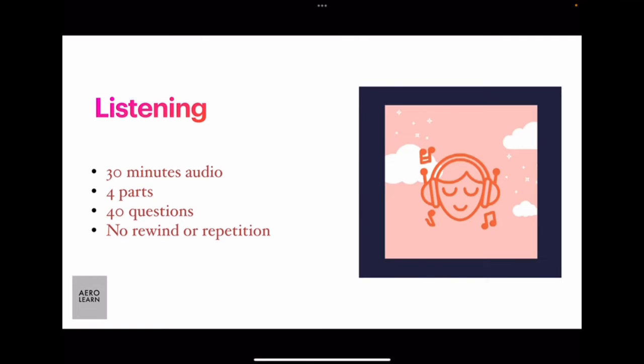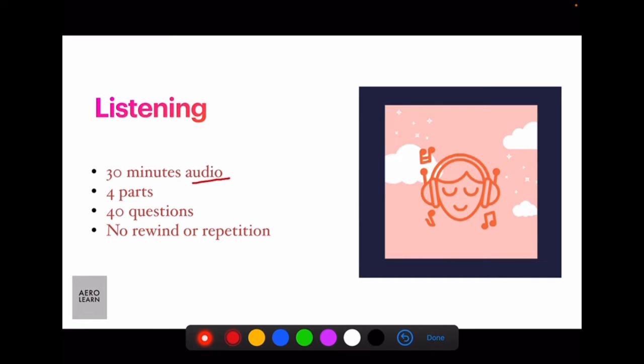The next section is listening. Here you have to hear the audio and solve the questions. Usually the audio is 30 minutes long and the questions are divided into 4 parts. On the whole there are 40 questions, which means that in each part there are 10 questions to solve. Yes, some time is given beforehand so that you can read the questions, but you do not have the option to rewind or repeat the audio.